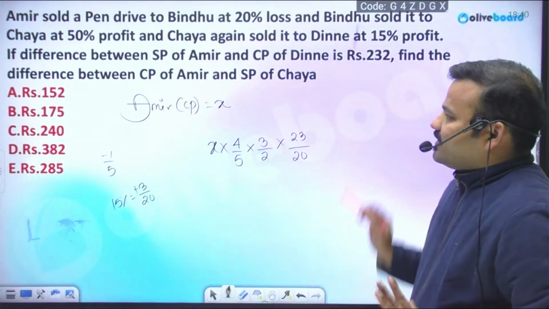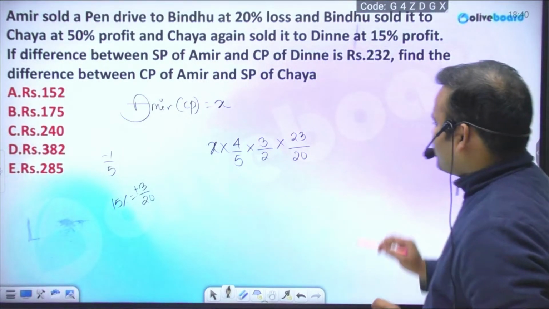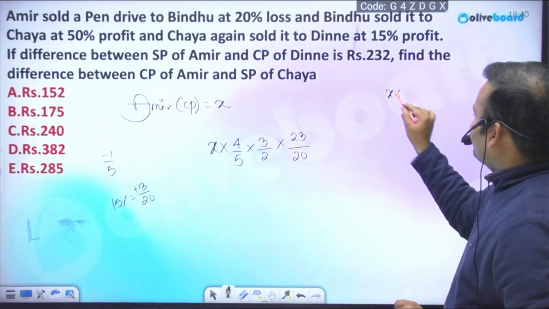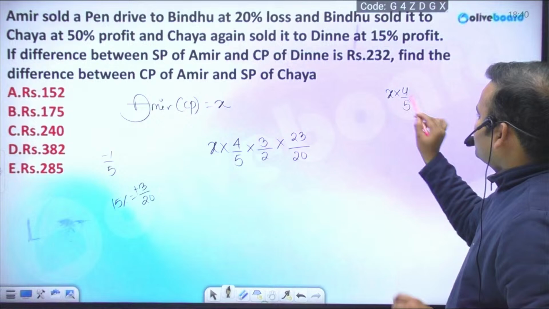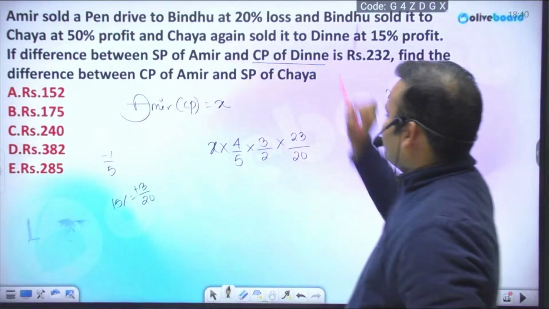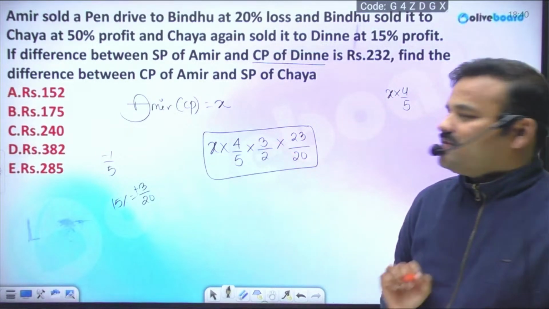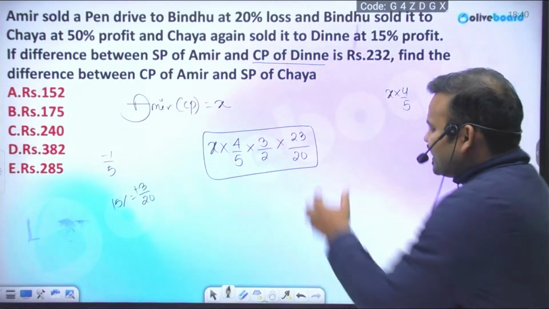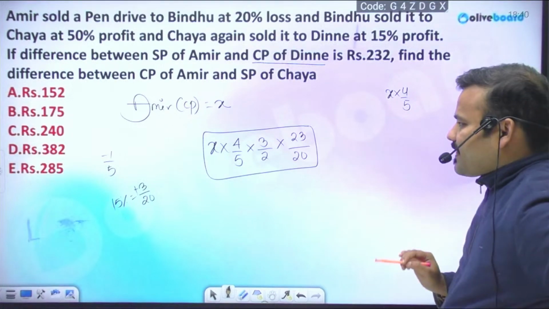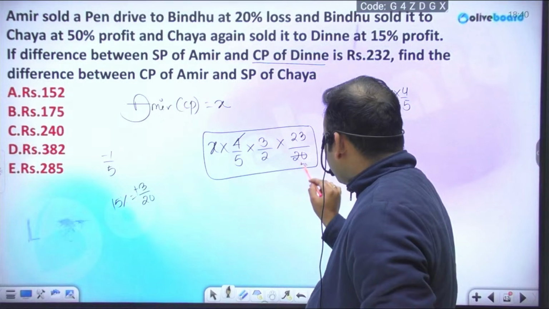So this is given: the difference between the selling price of Amir and the cost price of Dini. The selling price of Amir is X into 4 by 5. This is the selling price of Amir, and this is the cost price of Dini. Dini is purchasing at this value. The difference of these particular values is given. Fine, solve it, equate this.